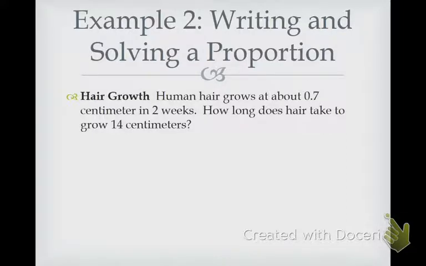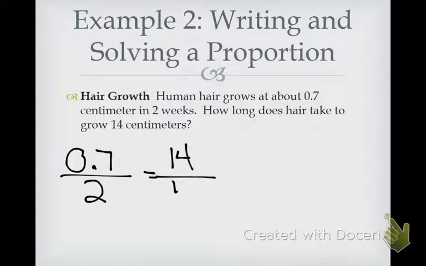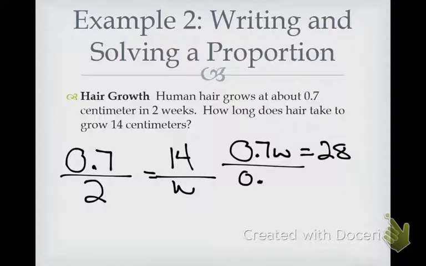Okay, so what did you write for your first ratio? 0.7. Yeah, okay. Okay, 0.7 over 2. So you did centimeters over weeks equals, so does 14 go on top or bottom? Top. Centimeters over weeks. So now it's 0.7 W equals 28. Divide both sides by 0.7. And what do you get?